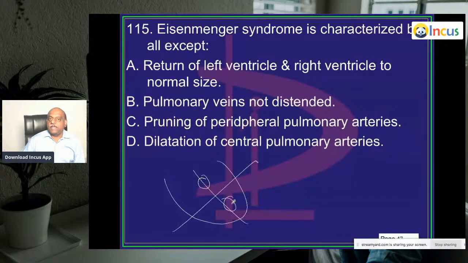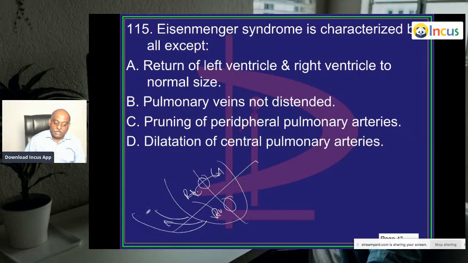ASD, VSD, etc. What will happen in them? Left atrial blood goes into the right atrial side. If it is ASD, that goes into the right ventricle. From the right ventricle, it will go into the pulmonary artery. But if pulmonary artery hypertension develops over a period of time, what will happen?